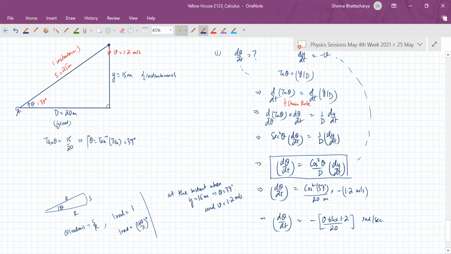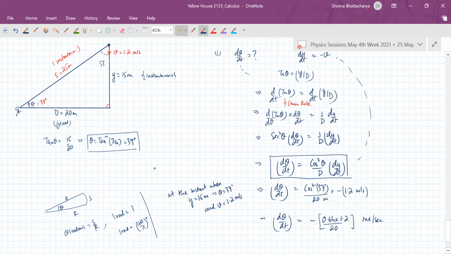In vectors you must have studied these angles, 37, 53. So it's a 3, 4, 5 type of triangle. The ratio is 3x is to 4x is to 5x. So this angle is 37, this one is 53.